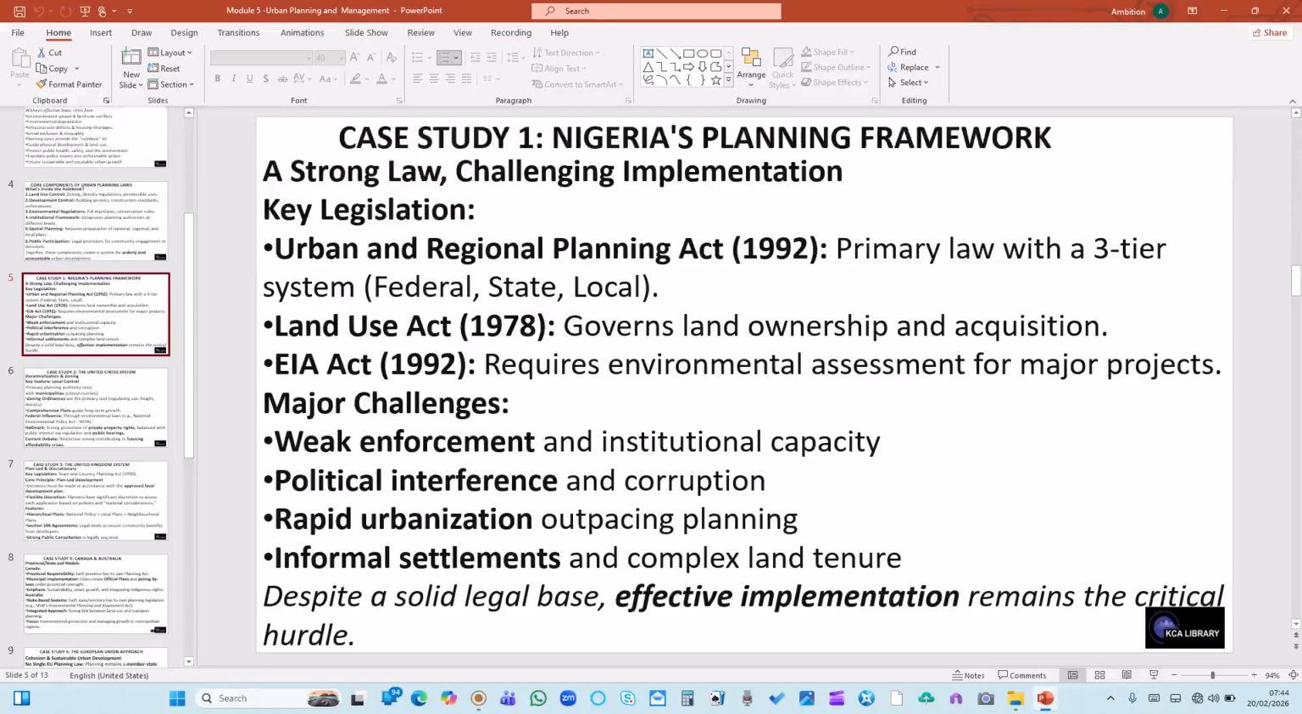Then we have the EIA Act of 1992, which requires environmental assessment for major projects. The major challenges of the Nigerian urban planning framework are weak enforcement and institutional capacity, political interference and corruption, rapid urbanization outpacing planning, then informal settlement and complex land tenure. Despite a solid legal base, effective implementation remains the critical hurdle.